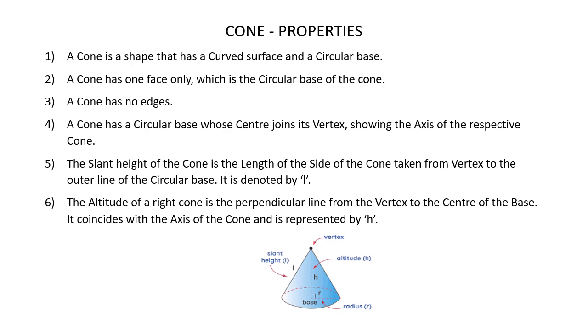So slant height is the length of the side from the vertex to the outer line of the circular base. The height of the right cone is the perpendicular line from the vertex to the center of the base.